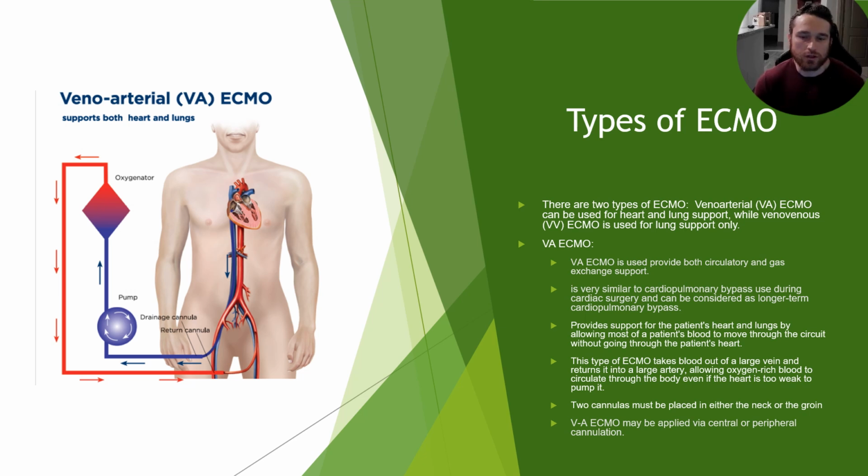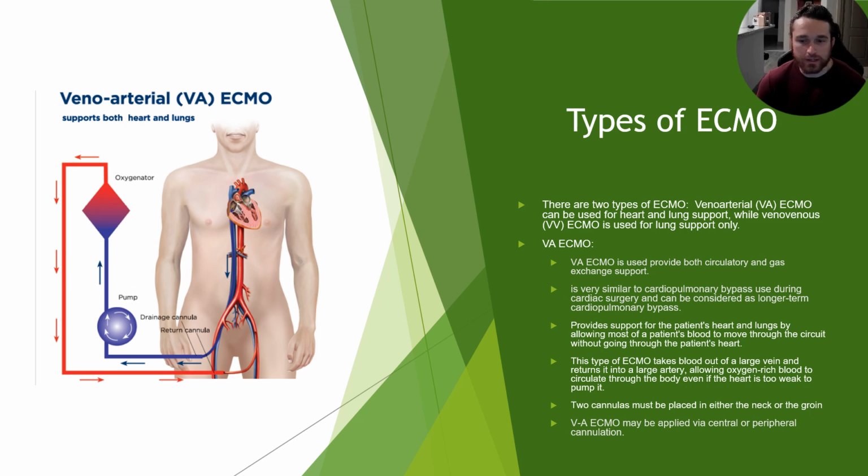It is very similar to cardiopulmonary bypass, which was used during cardiac surgery and can be considered as long-term cardiopulmonary bypass. Provides support for the patient's heart and lungs by allowing most of a patient's blood to move through the circuit without going through the patient's heart. This type of ECMO takes blood out of a large vein and returns it to a large artery, allowing oxygen-rich blood to circulate through the body even if the heart is too weak to pump it.